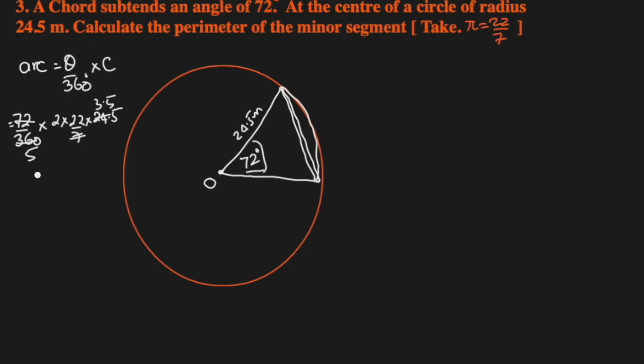Okay, so this becomes 44. 2 times 22 is 44 times 3.5 over 5. Let's use our calculator to find out what is the length of the arc. 44 multiplied by 3.5 divided by 5 is 30.8 meters.